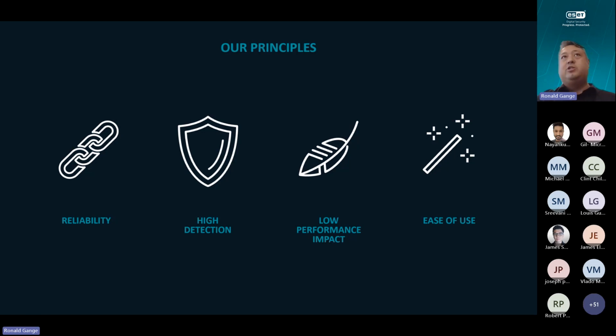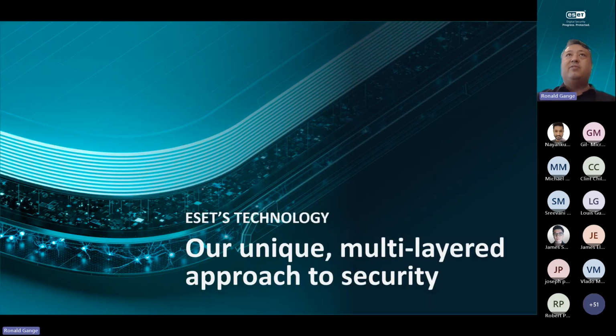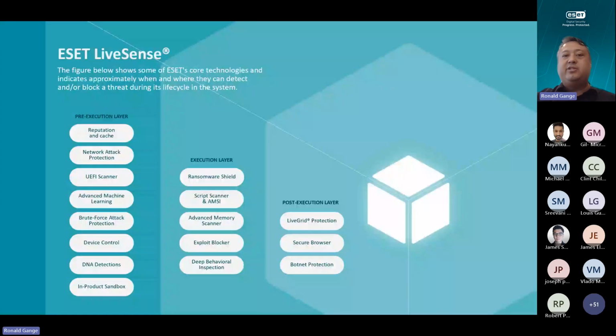In terms of our principles, as you can see with independent testing, we always have high levels of detection and protection, low performance impact, and also low false positives. And ESET, as you probably know, is very easy to use. We also have local support here in Australia. Because of that, we've developed our technologies to be able to address the risks that are prevalent and arising risks as well.